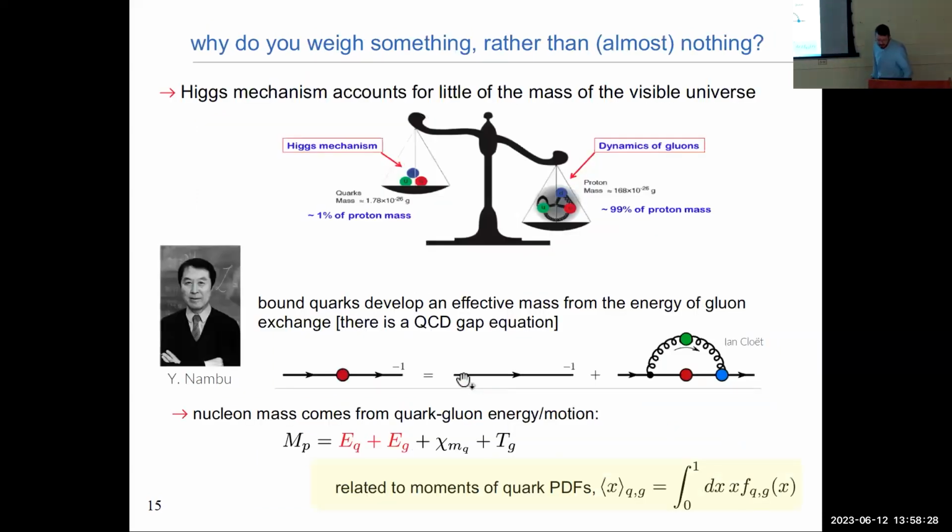So just to very quickly give you a sense for these things: why do you weigh something rather than nothing? It's because you're made of baryonic matter, of course. I delight in telling my fellow high energy physicists that the Higgs mechanism is not chiefly responsible for the mass, at least of the visible universe.